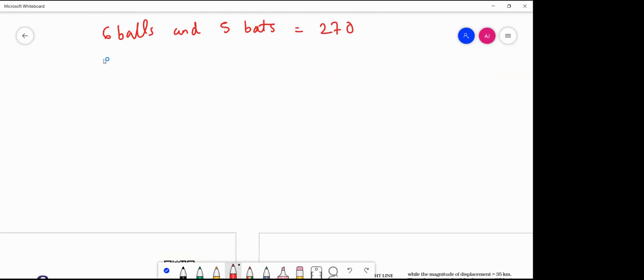And five balls and six bats cost rupees 280. So six balls and five bats cost 270. Five balls and six bats cost 280. So what will be the cost of each ball and each bat? एक ball और एक bat का cost कितना होगा? Can you tell?